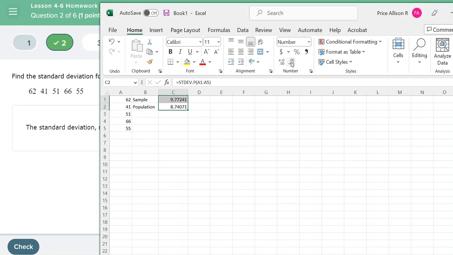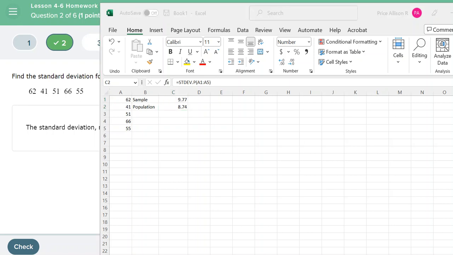I'm just going to decrease the number of decimal places because I need to round to 2 places. So they're significantly different. One's 9.77, the other one's 8.74. I'm going to try both of these because they didn't tell me if this data is a sample or a population. It could be one or the other of these values.